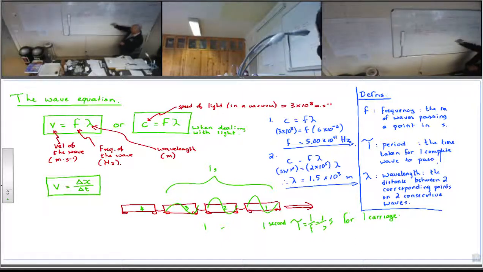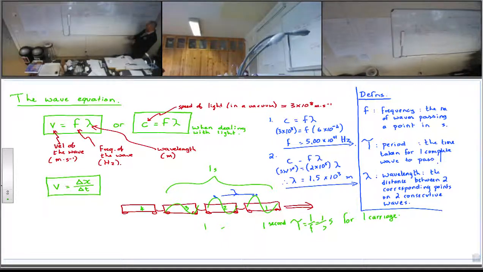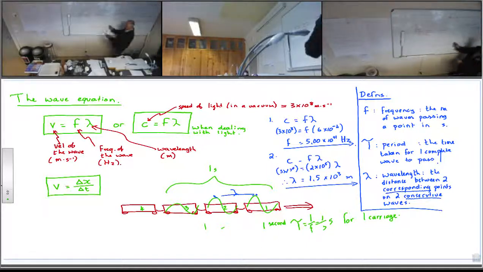So would this point there be corresponding to which point on wave number 2? There. So, that is your wavelength. The distance between two corresponding points on two consecutive waves. No point having two corresponding points on two non-consecutive waves, because then that's, in this case, two wavelengths. You agree?